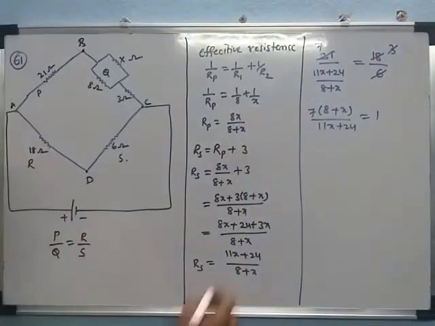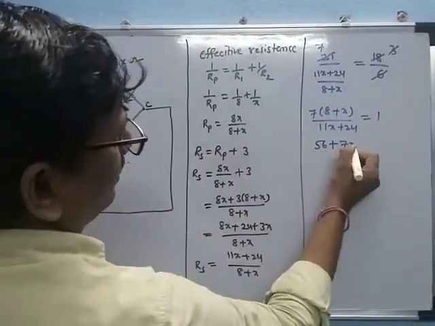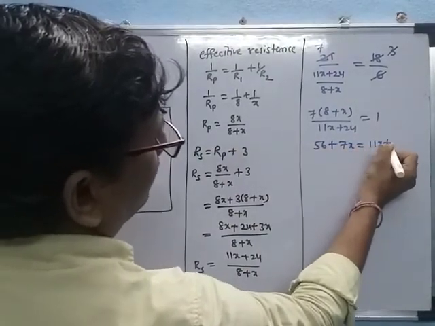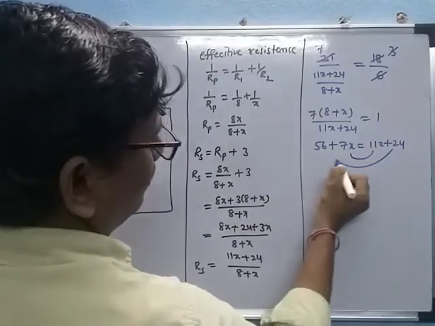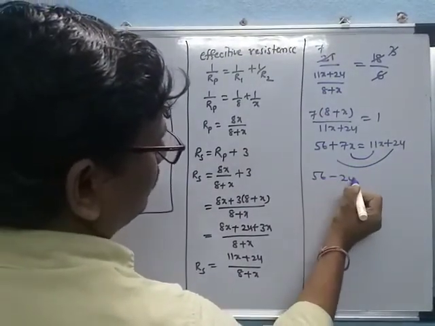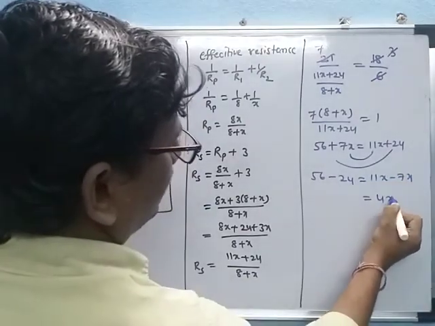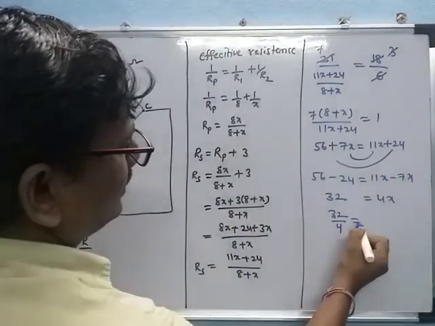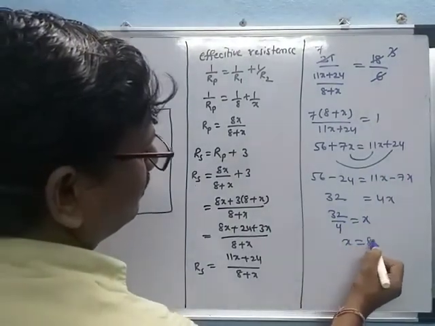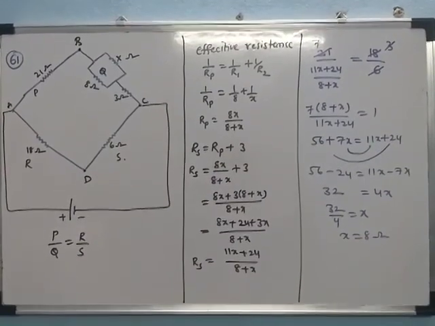Taking the cross multiplication, 7 into 8 is 56, so 56 plus 7x is equal to 11x plus 24. Taking 7x to this side and 24 to the other side, 56 minus 24 is equal to 11x minus 7x. That is equal to 4x, and this will be 32. 32 by 4 is equal to x. That x is equal to 8 ohms.